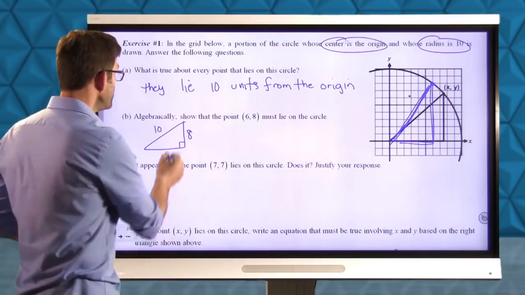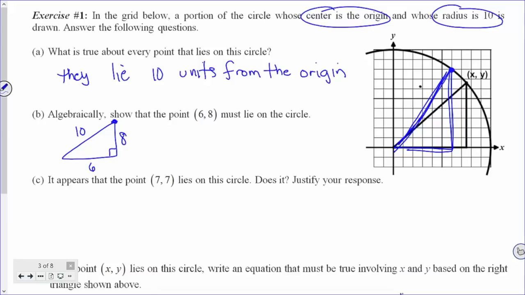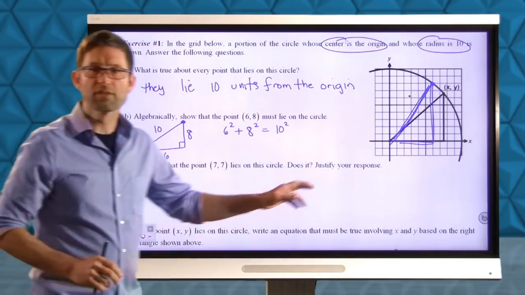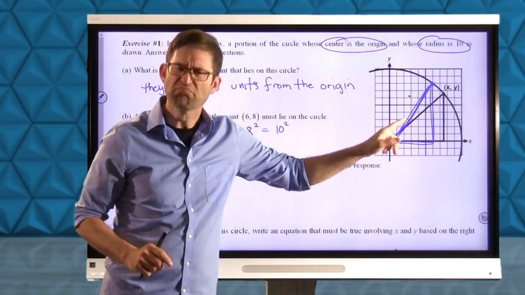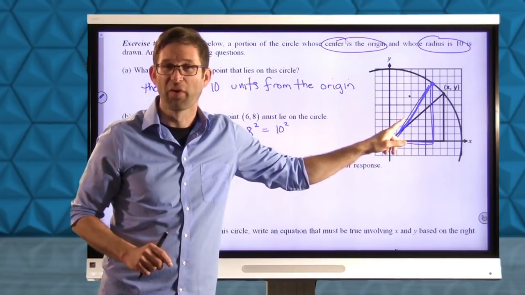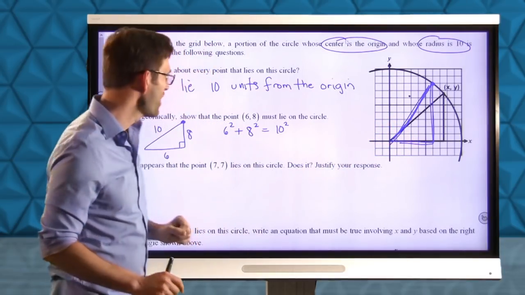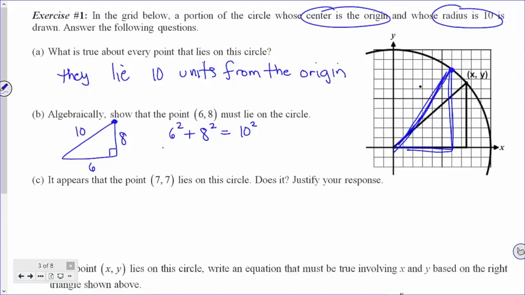So really, to show that this point lies on the circle, we just have to make sure that 6 squared plus 8 squared is equal to 10 squared, right? Because for every single point on this circle, we can draw one of these right triangles in. Maybe we can draw it in pretty poorly, like the one I did in blue, but we can draw one of these triangles in. And in fact, 6 squared is 36, 8 squared is 64, 10 squared is 100, 36 plus 64 is 100, and therefore we have it.